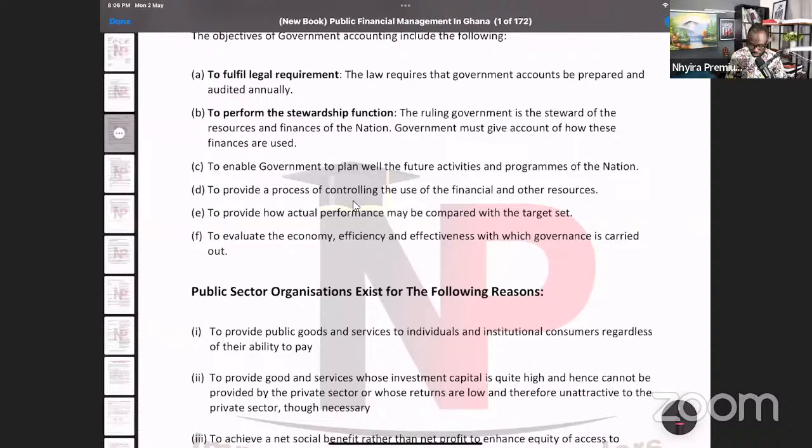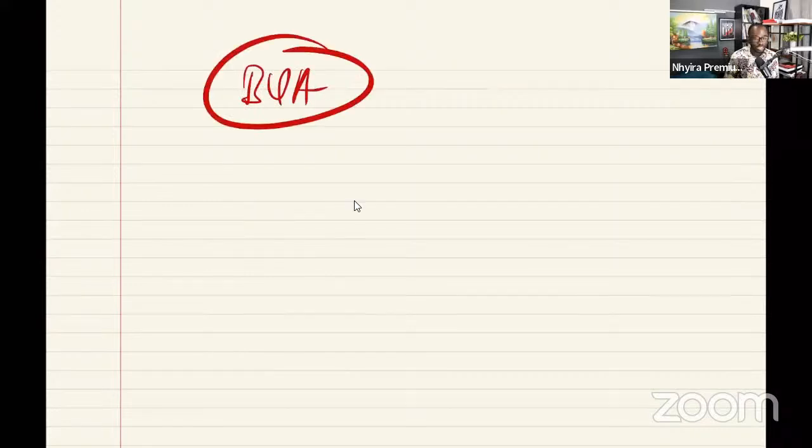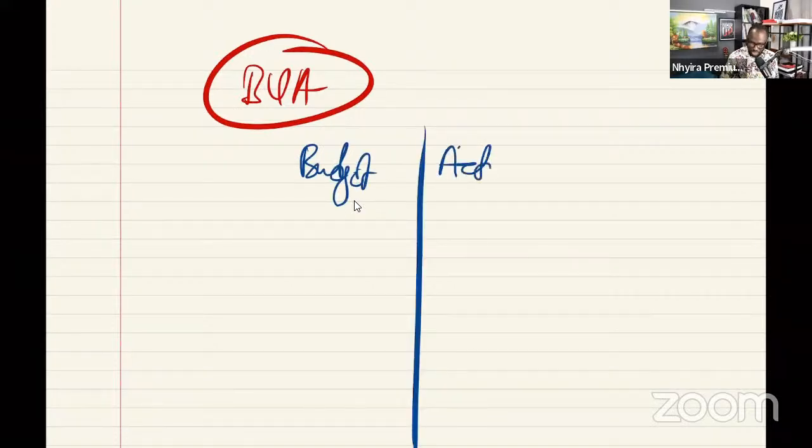Four, to provide a process of controlling the use of the financial and other resources. How do you control when you don't keep records? So what happens is that at the end of the year, that is where budget variance analysis comes in. And we'll look at this later on. Like I told you earlier, we'll compare what we wanted to do, the budget, with what we actually did, the actual.